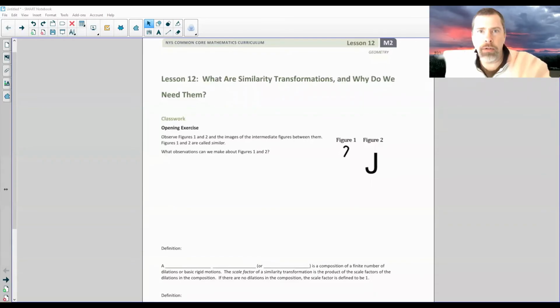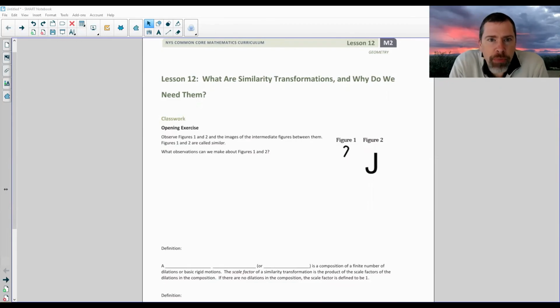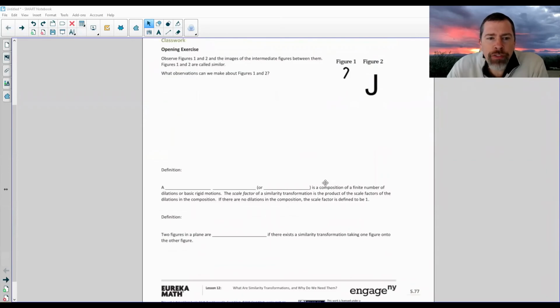All right, this is lesson 12. We are now in topic C of module 2, moving right along. Lesson 12 says, what are similarity transformations and why do we need them? Classwork opening exercise. Observe figure 1 and 2 and the images of the intermediate figures between them. So just picture this getting bigger and rotating.